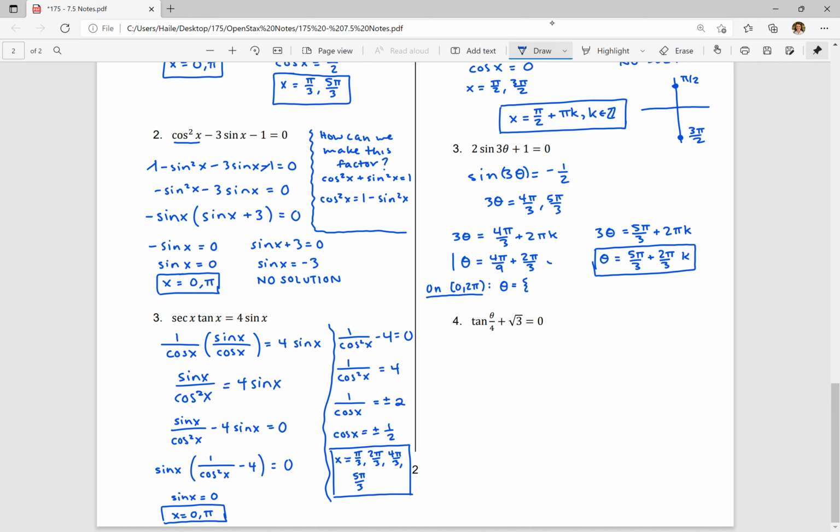Oh, and look at me. I forgot to say that k was an integer. Not following my own directions. Okay, so k is an integer there. And then k is also an integer over here.